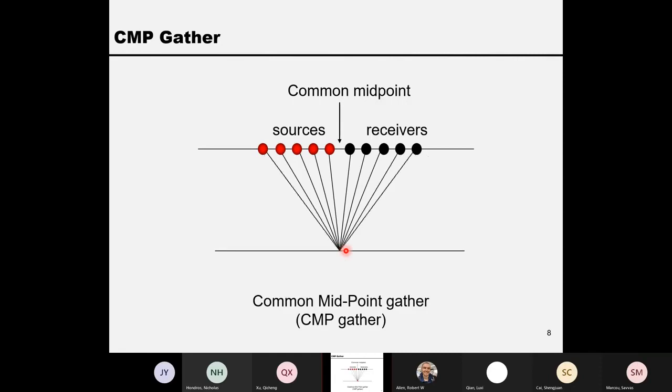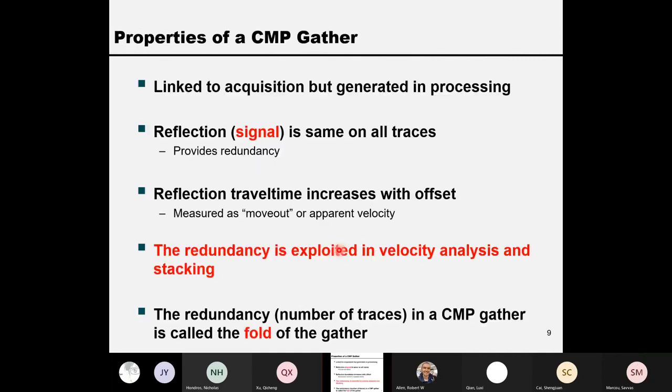So you can see so many shot receiver pairs. The traces from all these receiving points, put them together, become CMP gathers, right? It does not mean you have a receiver here now, but it means all these receivers, the reflection point here, that's called a CMP gather. So this is a concept linked to acquisition, but as I said before, it's generated in the processing by reordering or sorting in the processing house, okay?